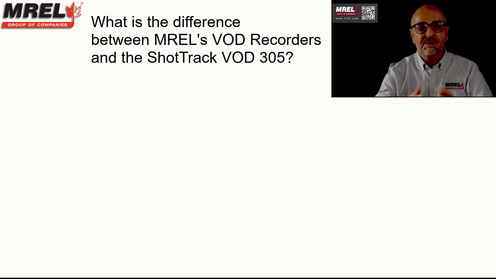This shortcoming of the ShotTrack VOD 305 could be a huge problem in some of the larger energetic blasts, where the recorder may need to be located a long distance from the blast to protect it against fly rock impact and thus recorder destruction.